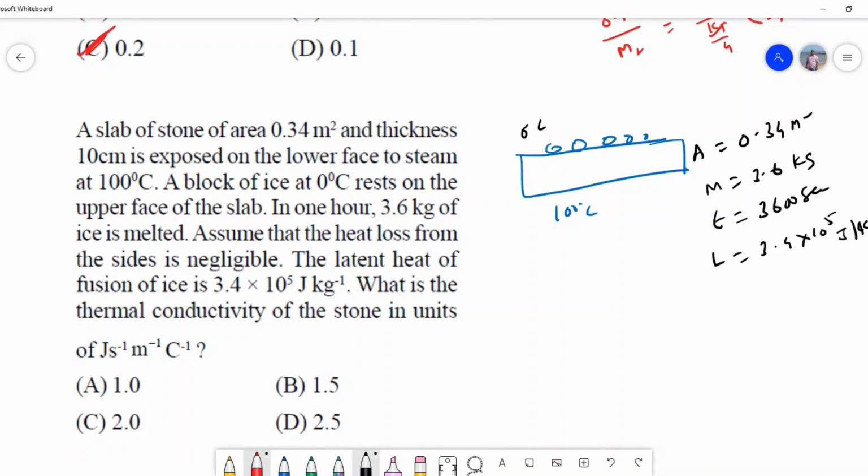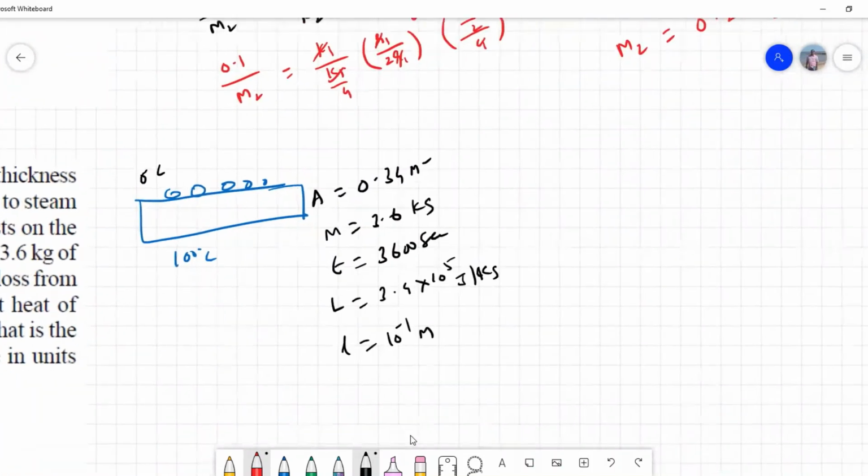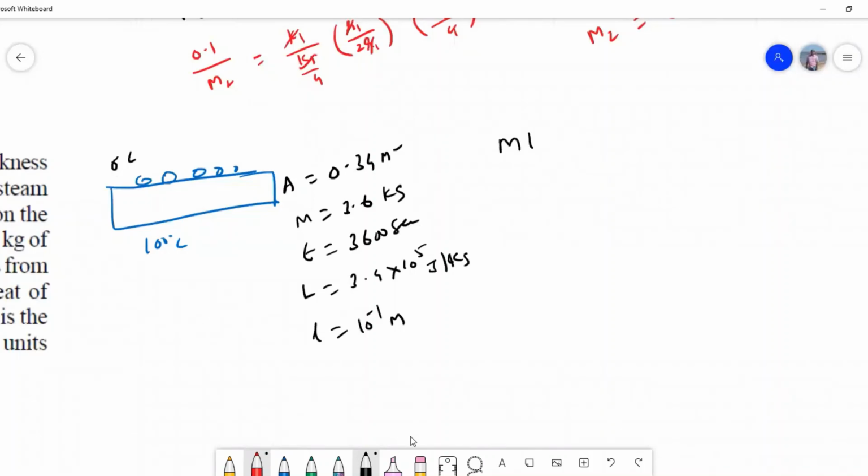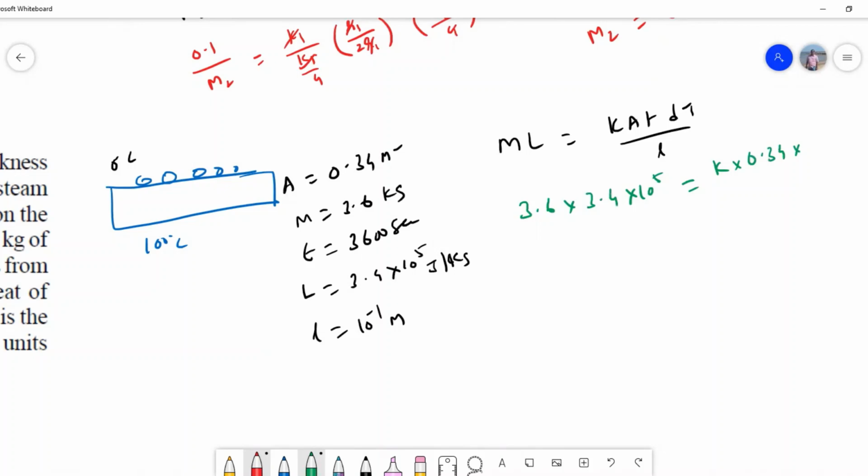And what else is given? What we require: the length is given as 10 centimeter, so 10 power minus 1 meter. So we all know that when ice melts, we write mL is equal to KA dT t by L. So what you're supposed to find is the K value. m is given, how much? 3.6. L is 3.4 into 10 power 5, is equal to K, we don't know. Area of cross section given as 0.34, and time is 3600. Temperature difference 100 minus 0, whole upon 10 power minus 1.